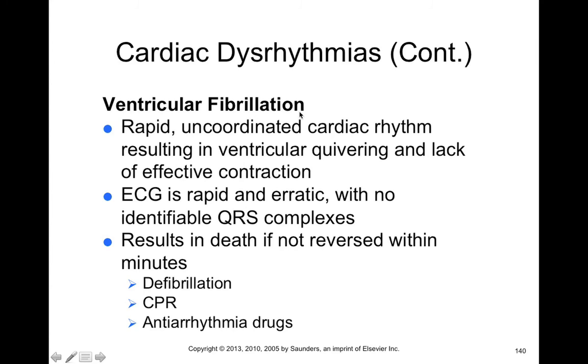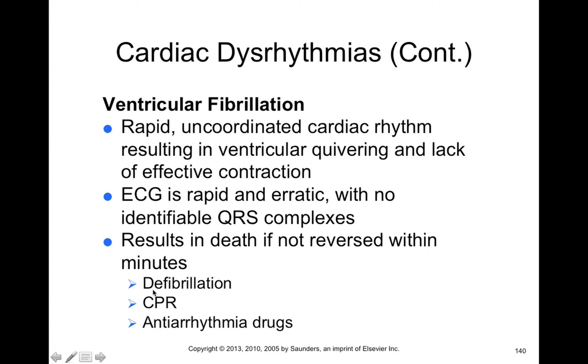And this differs from ventricular fibrillation because fibrillation, like we talked about with atrial fibrillation, involves rapid, uncoordinated cardiac rhythms that result in ventricular quivering. So instead of having a nice complete ventricular contraction, the ventricles just kind of quiver and don't effectively pump blood along. What this looks like on the ECG is just rapid, erratic electrical activity with no identifiable QRS complexes. This can result in death if it's not reversed within minutes because this leads to such dramatic decreases in cardiac output that it can be fatal.